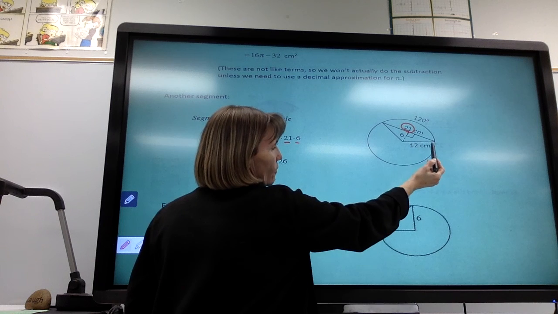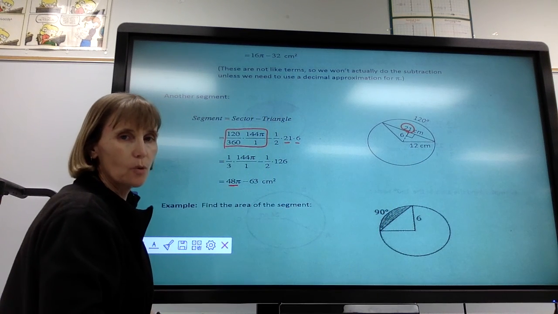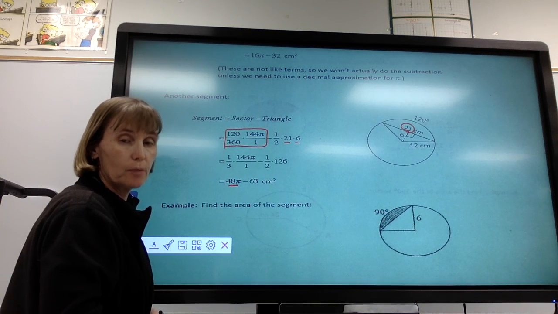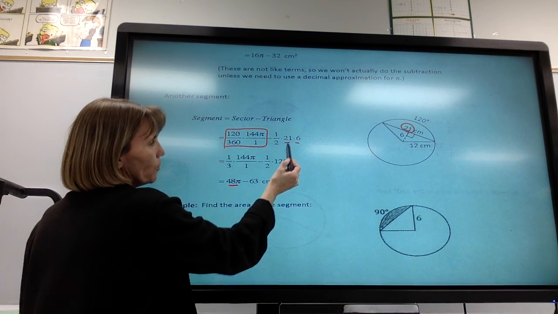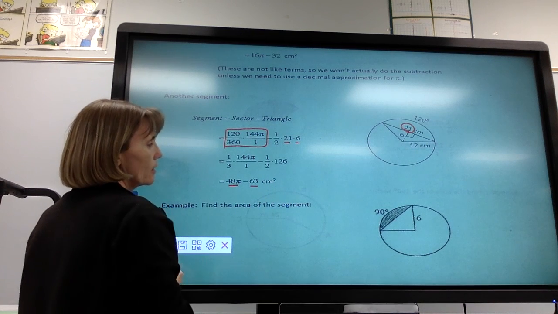The radius of the circle is not the base or the height of this particular triangle. So be careful with that. The base is 21, the height is 6. So when I multiply those together and I take half of that, I get 63.